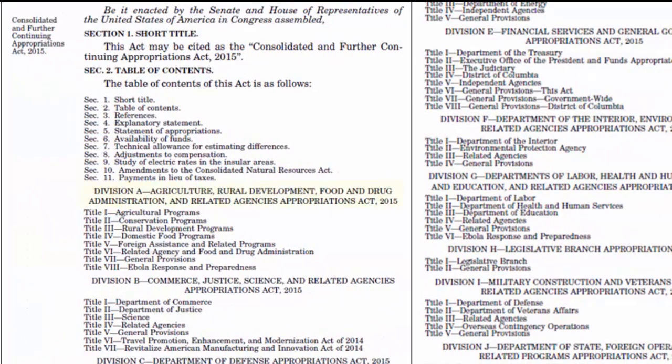Within Division A, which represents the Agriculture, Rural Development, Food and Drug Administration and Related Agencies Appropriation Act, there are typically 7 titles. We are primarily interested in Title 6, Related Agency and Food and Drug Administration. We'll also want to look at the general provisions in Title 7, and because a special 8th title was added to the 2015 bill for Ebola funding, we'll also need to pay attention to that.